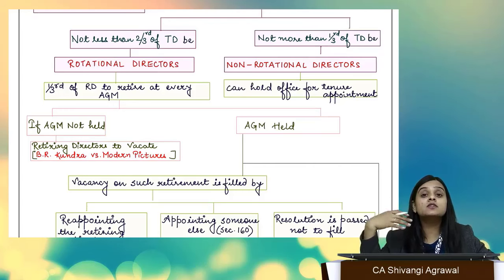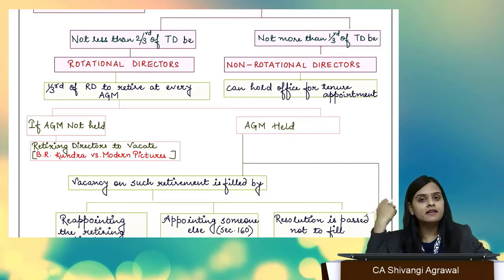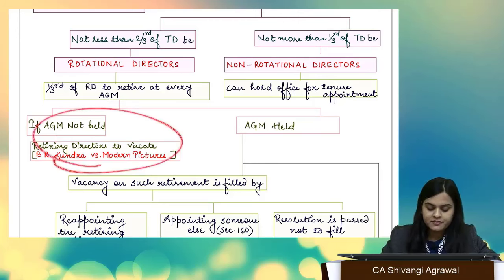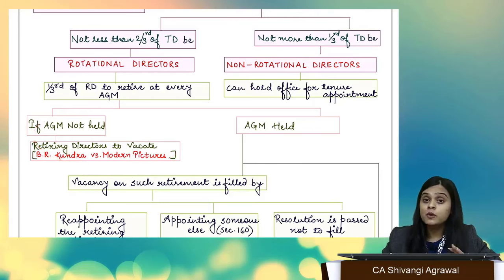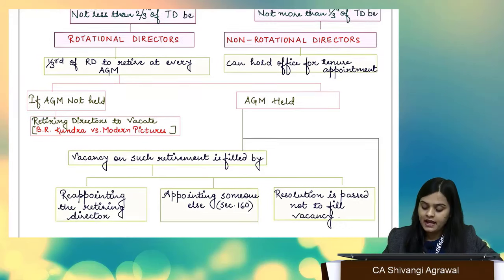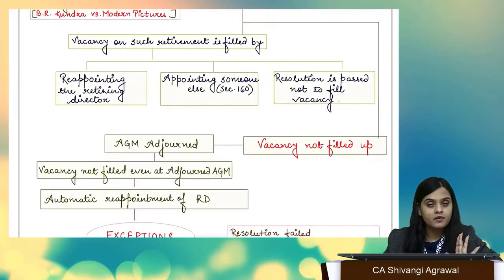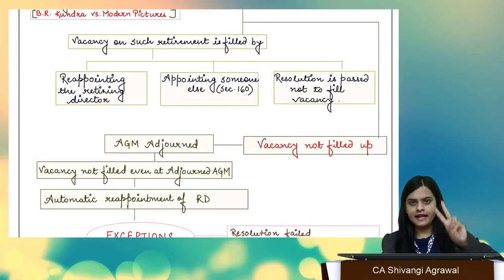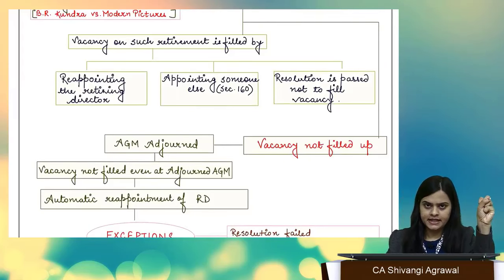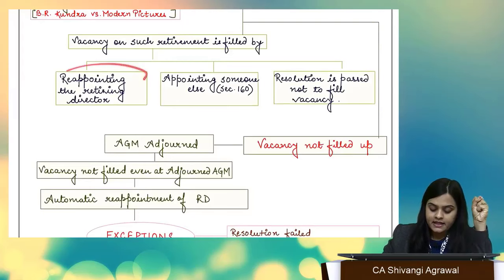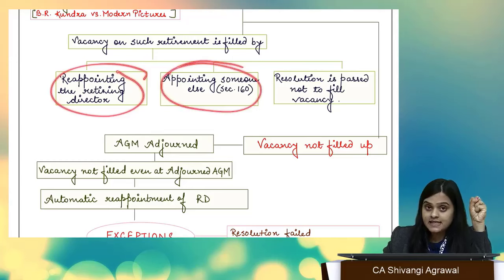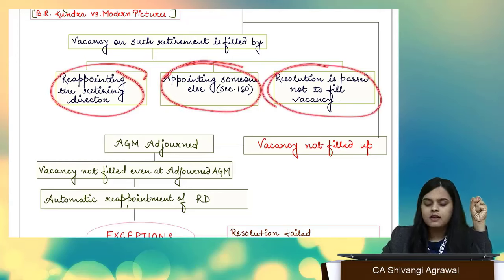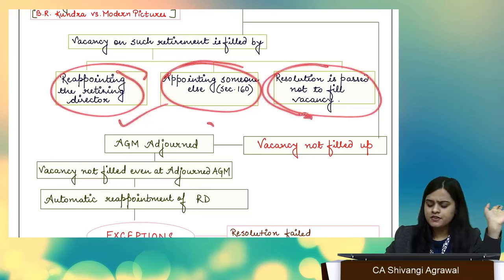Supposedly the directors did not call a general meeting. Can they continue? They cannot. If AGM is not held, they will have to vacate the office on the last day the AGM ought to have been held. If AGM is held, then the 2 directors, that is 1/3 of the rotational directors, will retire. They can be reappointed, or in their place someone else can be appointed, or the company may resolve that they don't want to fill the vacancy. Either of the three will happen.